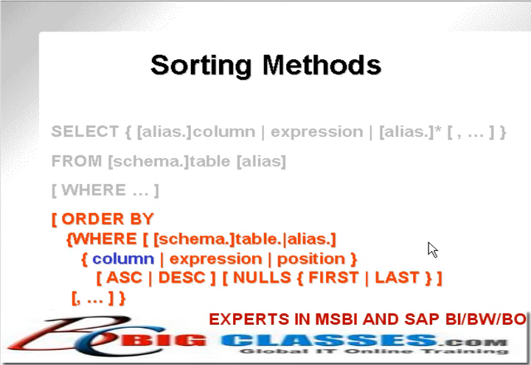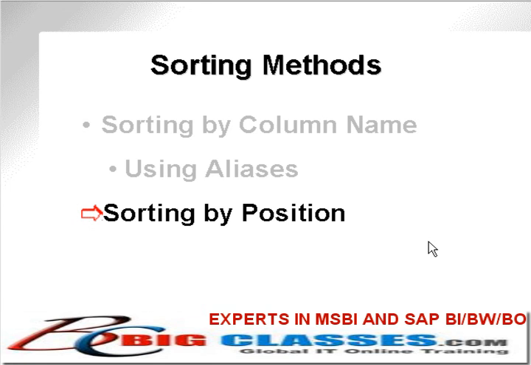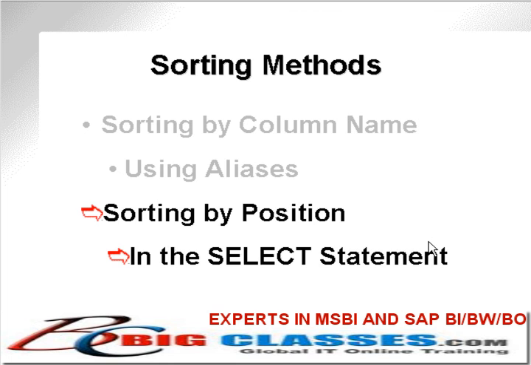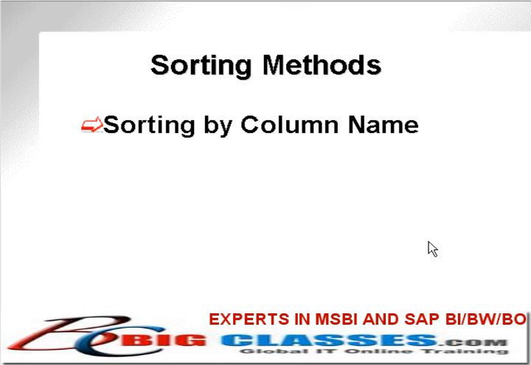Sorting methods. As we discussed previously, select statements can be sorted in different ways, namely by column in the select statement, by an expression, or by the position of a column retrieved within a select statement. Let's go into this now in more detail. So you can sort by the name of a column. You can also use aliases when sorting by column names. You can sort by position in the select statement, and you can sort by an expression. Let's go and look at some examples.